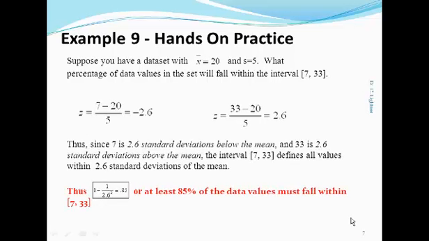For this problem, you should have computed the z-score for 7 as negative 2.6 and the z-score for 33 as positive 2.6. Therefore, the interval 7 to 33 defines being within 2.6 standard deviations of the mean. You should have used k equals 2.6 in Chebyshev's rule to find that at least 85% of the data values must fall between 7 and 33.